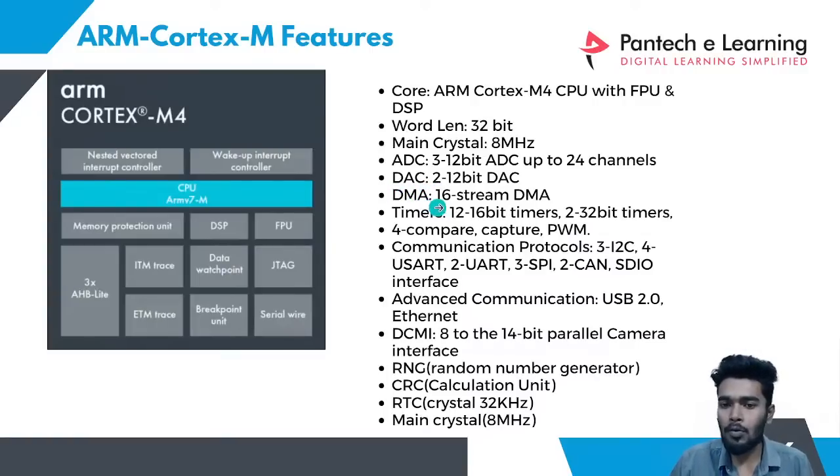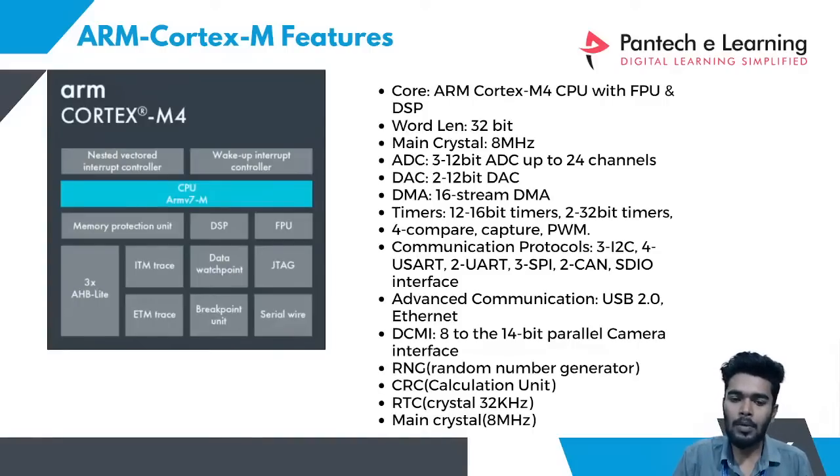So we have 2 DACs with 12-bit, and we have direct memory access, which has 16 streams of direct memory access. And when we come to timers, we have 12 16-bit timers and 2 32-bit timers. And in those features itself, we have 4 compare, 4 capture, and 4 PWM. PWM means pulse width modulation.